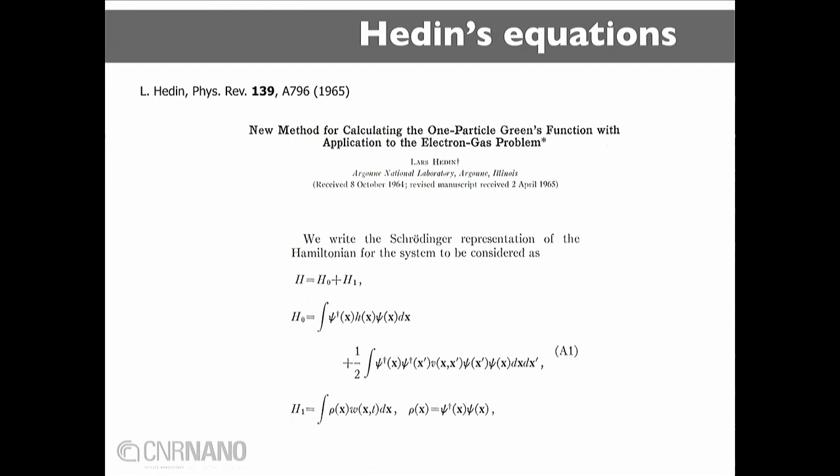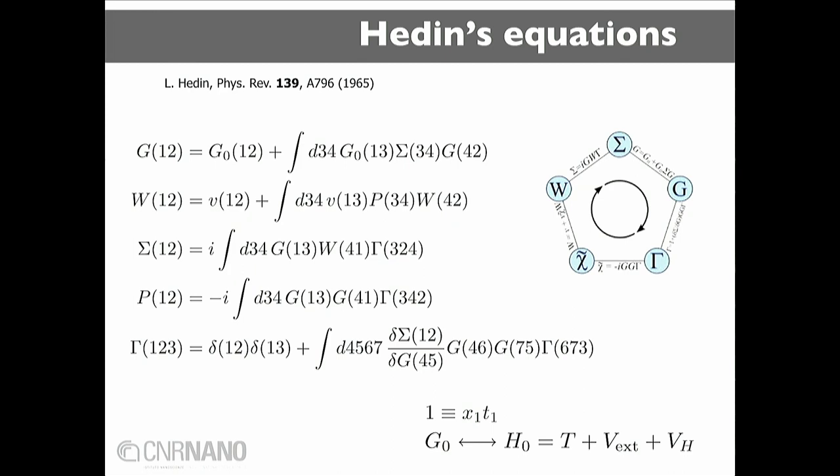So Hedin in 1965 introduced these equations, basically had a perturbation here, and then used a linear response approach with respect to this perturbation, what I think Andrea yesterday called the Schwinger approach. It leads to this set of five equations, self-consistently, so a set of five closed equations. Okay, one is the Dyson equation that we already know for connecting G to sigma.